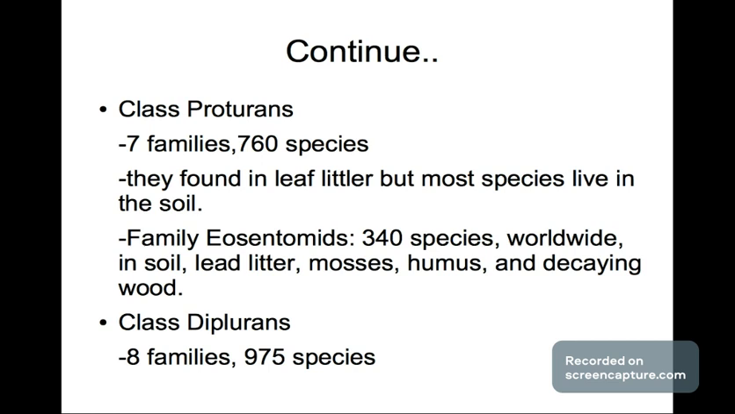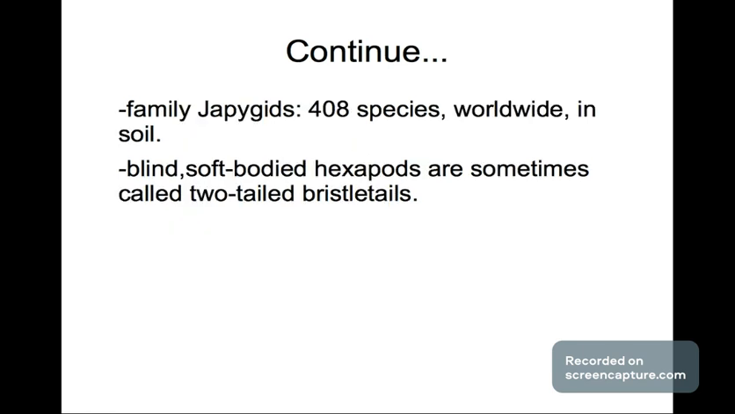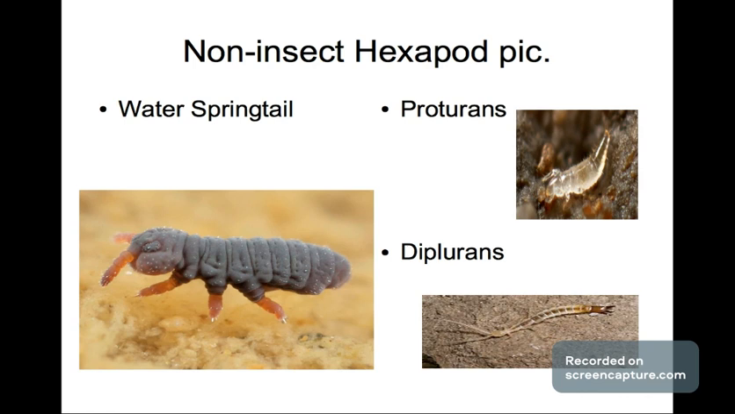Next, we got the class of Diplura, and it has 8 families and 975 species. The family of Japygidae has 408 species found worldwide in soil. They are blind, soft-bodied hexapods, sometimes called the two-tailed bristletails. So we got a good example of this. This is a water springtail. See, it's pretty, pretty small. And we have this one here, and we have this one here. This is pretty interesting. It looks like a centipede, but it's not. And it has these two little bristletails there.